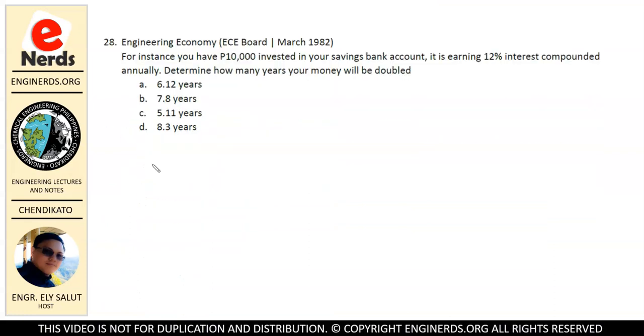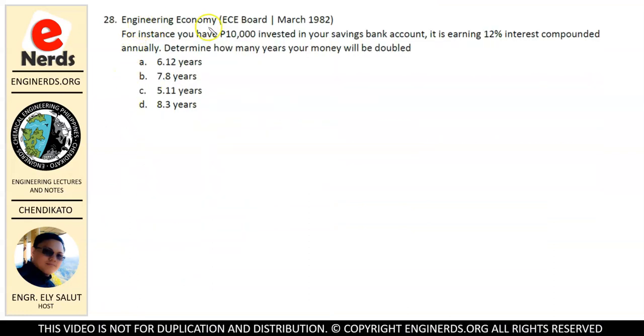Okay? So in problem number 28, this is engineering economy na lumabas sa ECE board noong March 1982. For instance, you have 10,000 pesos invested in your savings bank account. It is earning 12% interest compounded annually. Determine how many years your money will be doubled. So hanapin natin dito kung kailan madodoble yung ating pera na ininvest natin.